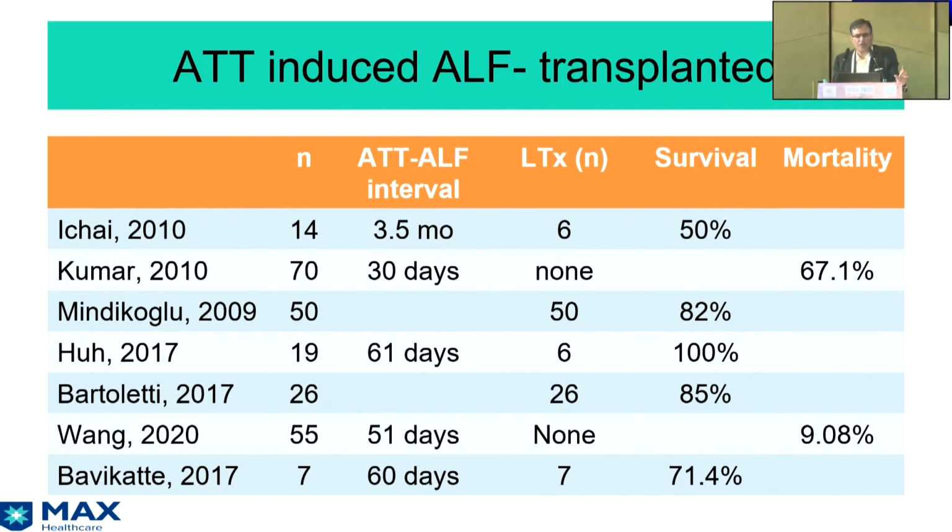Right. So regarding results of patients transplanted with active TB, this is data from ATT-induced ALF and who were transplanted, that if you transplant, yes, their survival is lower than patients who do not have tuberculosis, but still you are able to achieve significant survival ranging from 70 to 80% if they are transplanted well in time.